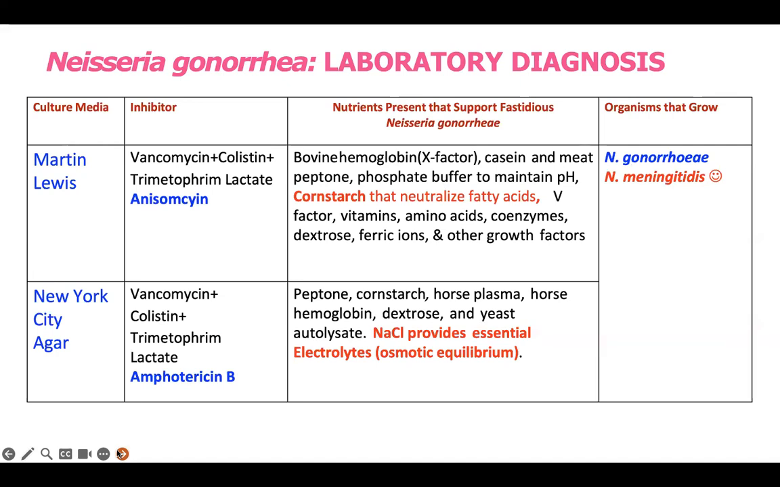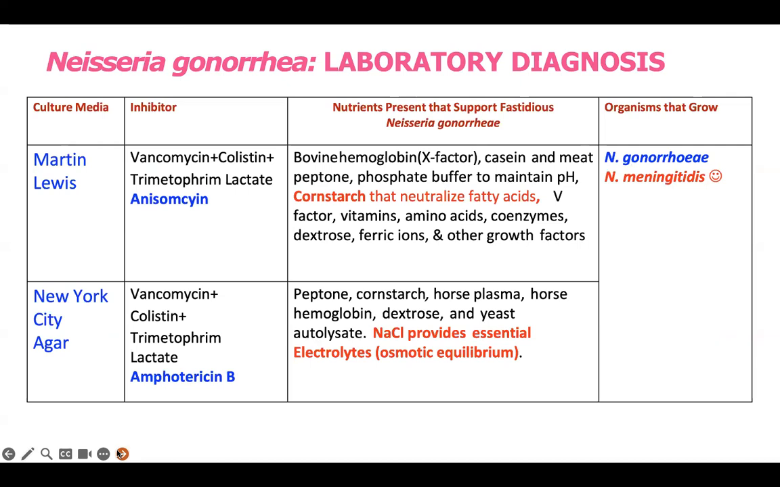Okay? And then, may additional components. So, syempre, may X factor, may V factor, may vitamins, may amino acids. Pero ito, may dagdag na cornstarch. Ayan. Si cornstarch ay pang-neutralize ng fatty acids. Just in case pala, nakalimutan yung gumamit ng dacron at ang nagamit nyo ay sina alginate at si cotton swab. So may pananggalang si Martin Lewis.